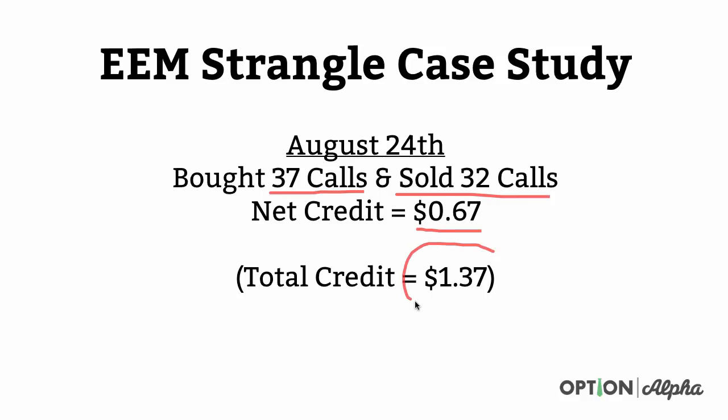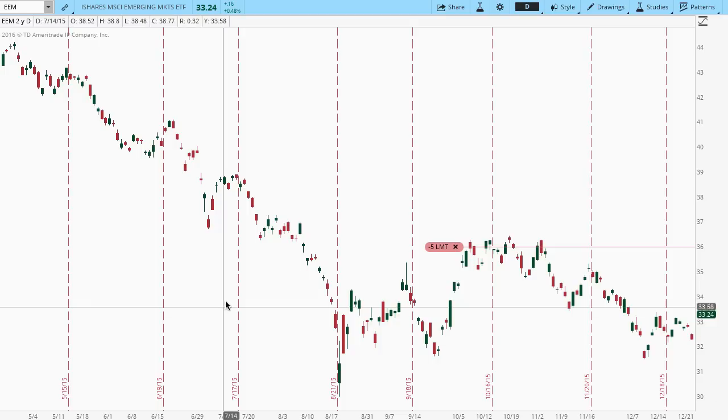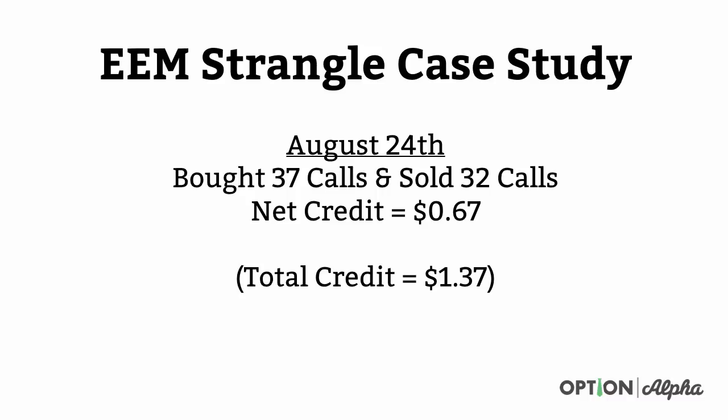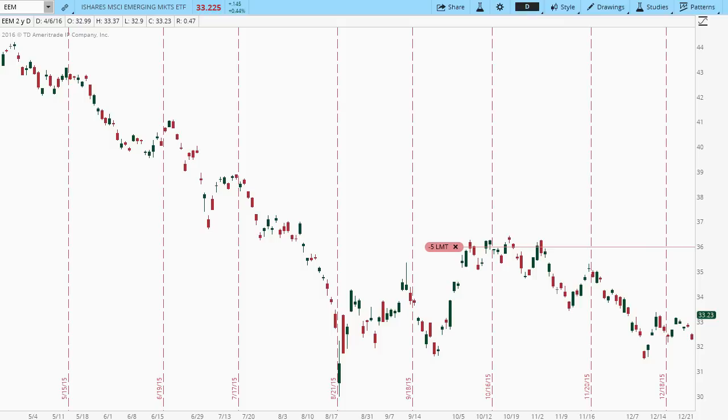So we add that to our original credit of $70, and we're looking at a total credit now of $1.37. And again, that credit is going to help move the break-even point a little bit lower. So logistically, what we did is we took our 37 strike calls and we rolled those all the way down to the 32 strikes, basically gave ourselves the straddle right over the market at 32, trying to collect as much premium as possible and be a little bit more aggressive than usual.